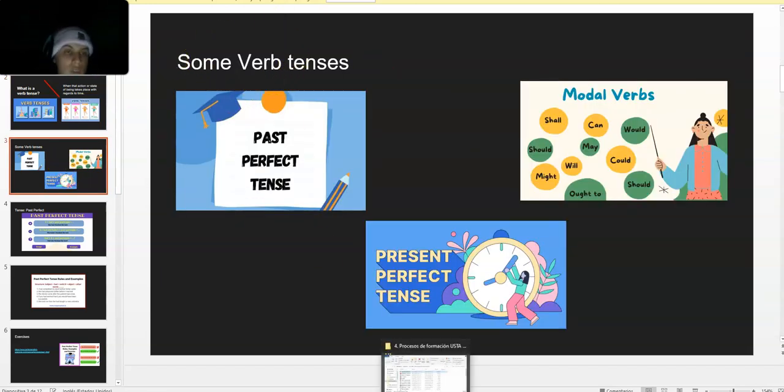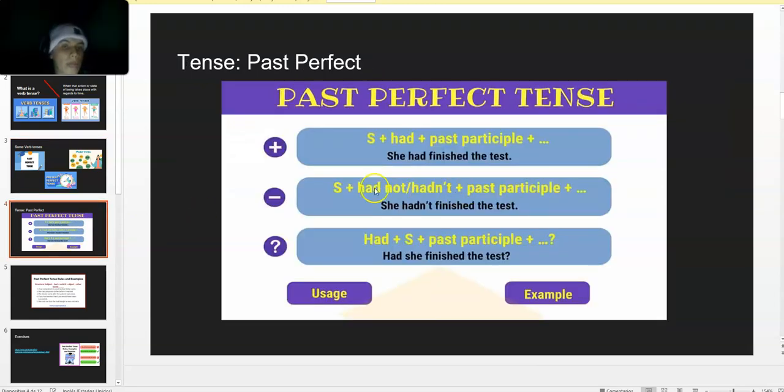On this occasion I have presented some verb tenses that students find more difficult to learn: the past perfect tense, the present perfect tense, and the modal verbs like shall, can, will, may, must, ought to, and the others that are used with verbs.